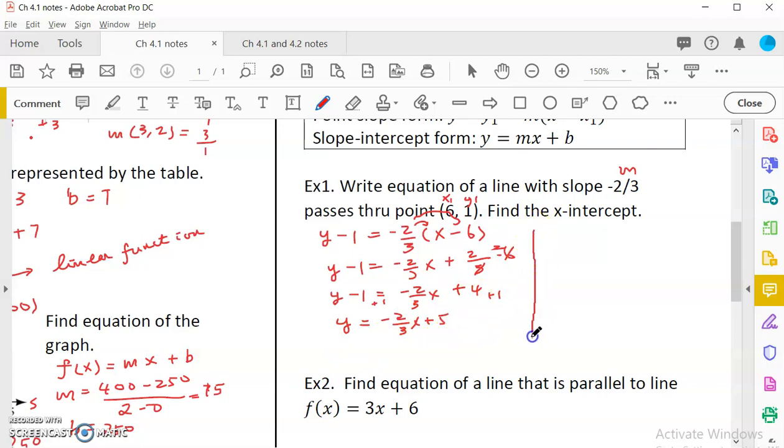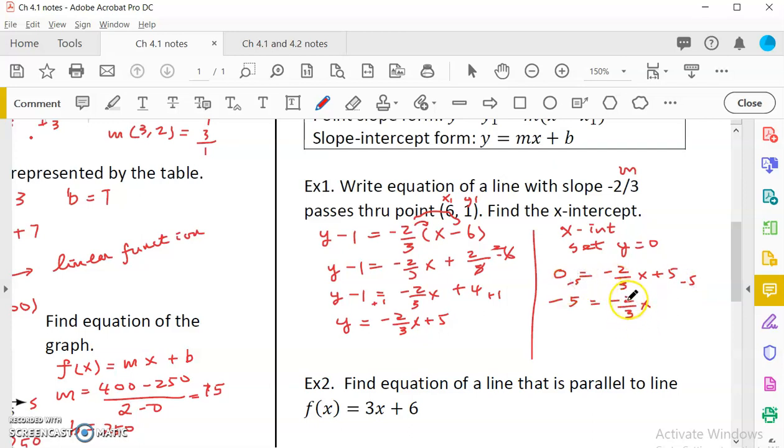Now, what is the x-intercept? For the x-intercept, I'm going to set y equal to 0. So I put 0 on this side, and then I have negative 2 over 3 x plus 5. I move the 5 to the other side, so I do minus 5 on both sides, and it becomes negative 5 equals negative 2 over 3 x.